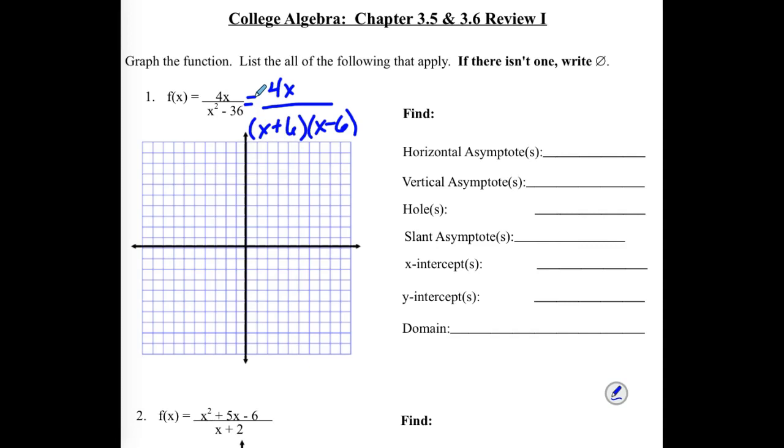Okay, so where do we look for those vertical asymptotes? We look in the denominator. Now, be careful, because if there's something in the denominator that cancels with the numerator, then it's not a vertical asymptote, it's a hole. Okay. Do we have any factors in the denominator that would cancel out? No. So we're going to have vertical asymptotes at what two values? Okay. So x equals negative 6 and x equals positive 6. Two vertical asymptotes.